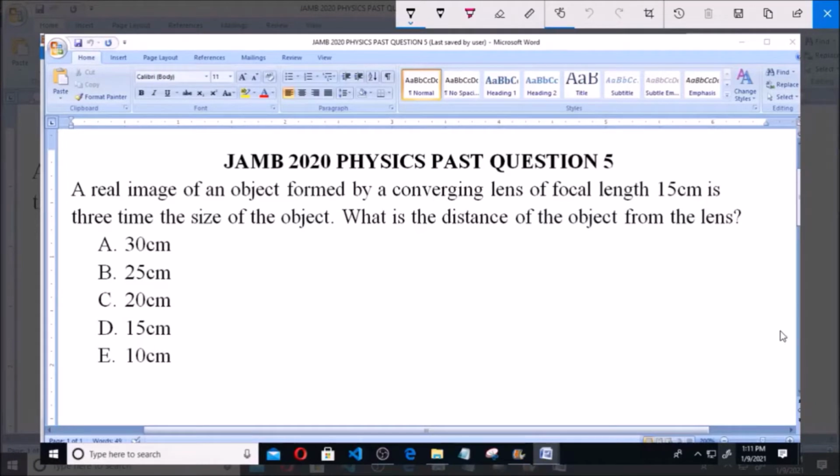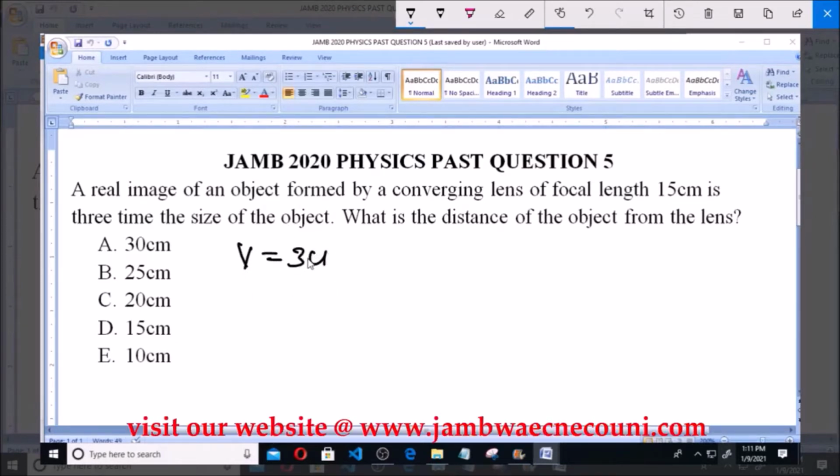And welcome. I will be answering Jamb 2020 Physics Past Question 5. A real image of an object formed by a converging lens of focal length 15 cm is 3 times the size of the object. What is the distance of the object from the lens? Now, it is stated that the image is 3 times the object, that is V is equal to 3U.